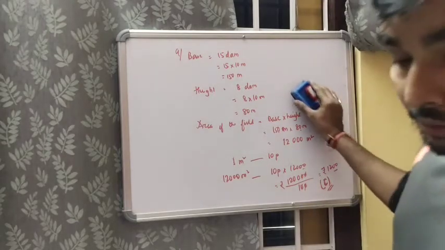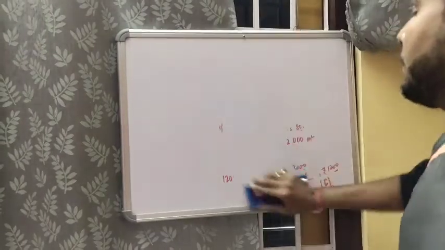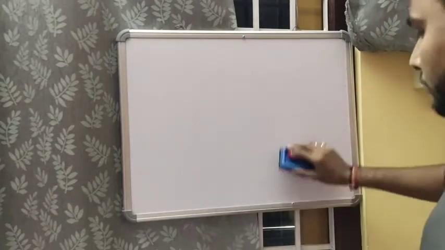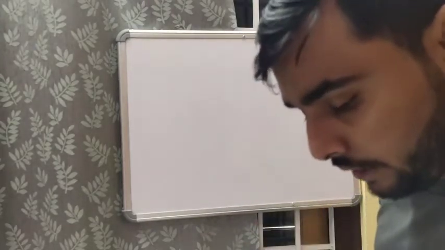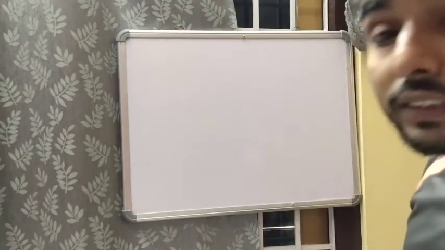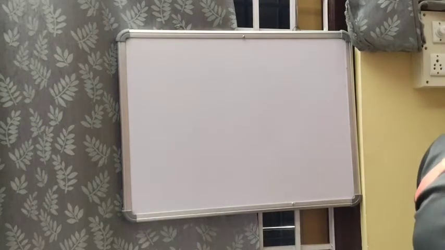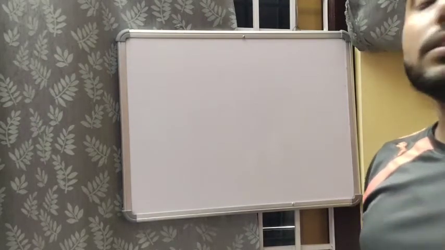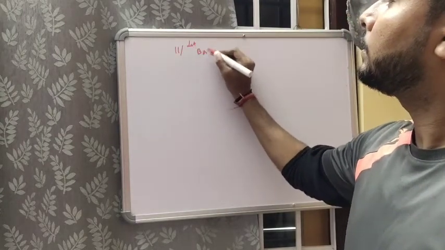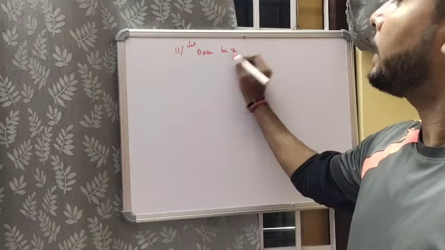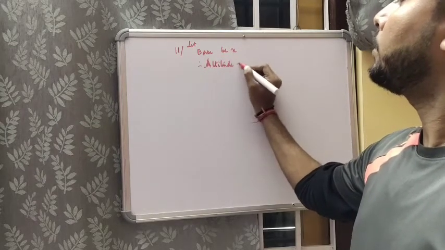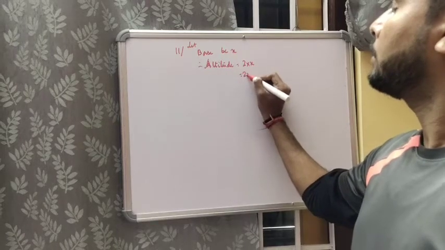Now we will proceed to question number 11. Question number 11 says, the area of a parallelogram is 72 centimeters square and altitude is twice its corresponding base. So here it is clearly mentioned that altitude is twice the base. So you can assume base to be x. Therefore altitude will be equal to 2 into x.